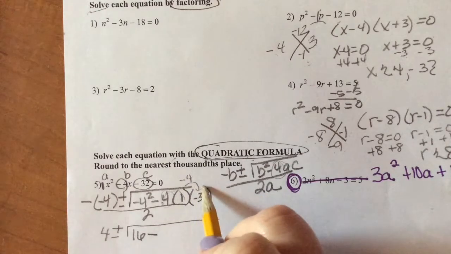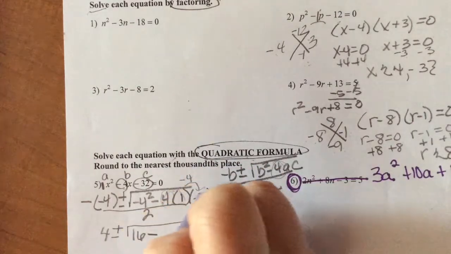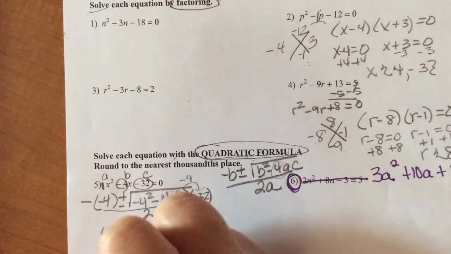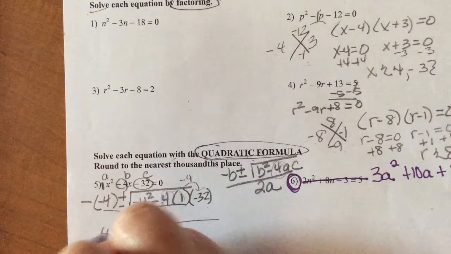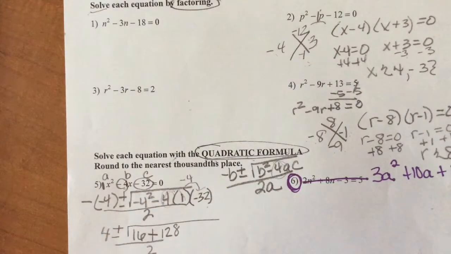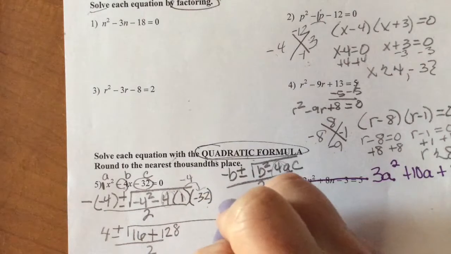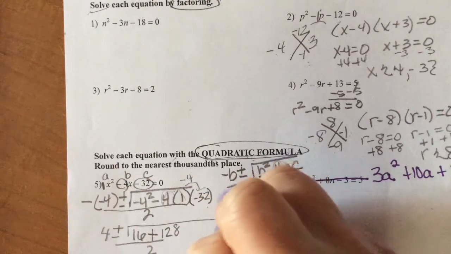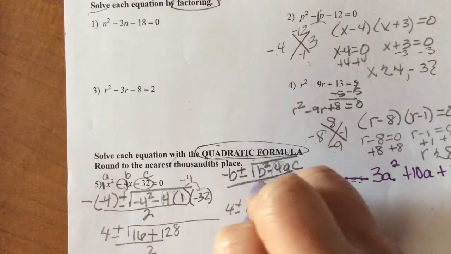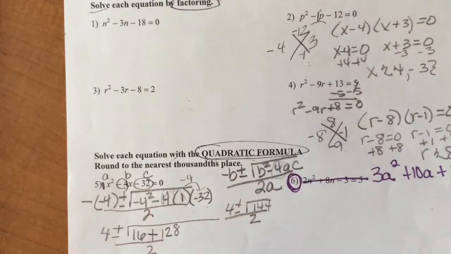And then a -4 times a -32 makes it a positive. So I'm going to make this minus into a positive 128, going to keep my 2. Now I'm going to go ahead and add these together. 4 plus or minus 16 plus 128, so that's going to be 144. So now it becomes 4 plus or minus 144 over 2.